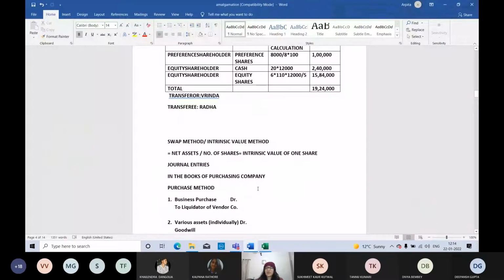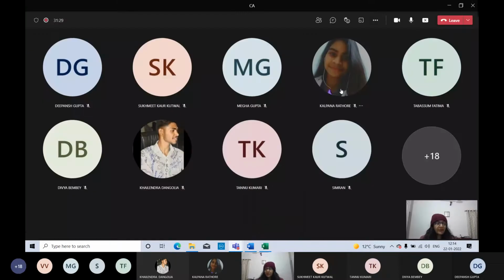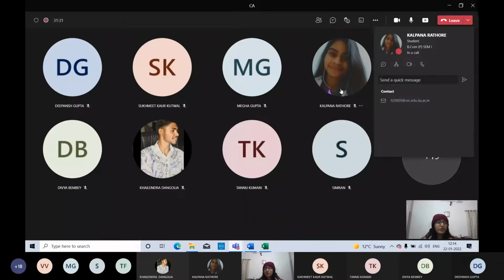Now we are going to start with journal entries today. This entire chapter will include journal entries in 2 books: the vendor company's book and the purchasing company's book. If you remember, I said in the very first class that the most important step is to identify who is the vendor and who is the purchasing company.